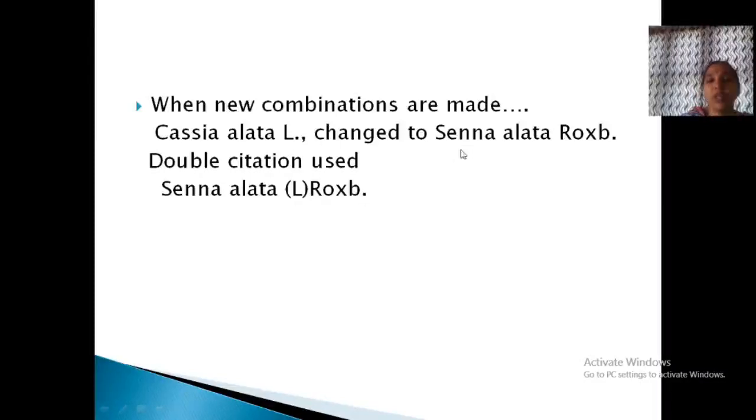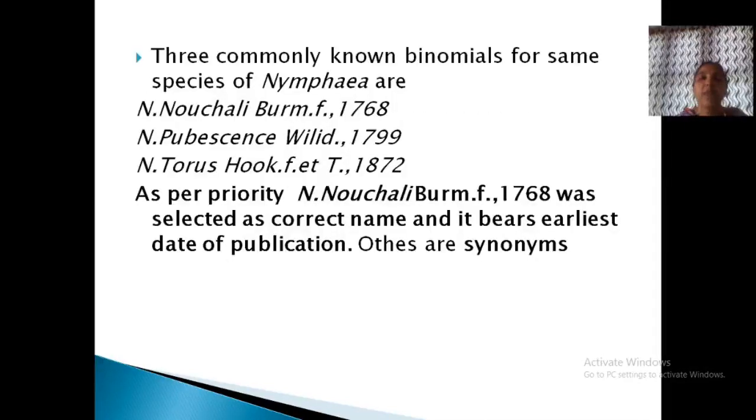Then one more thing you can see here. The specific epithet of the first name is retained here. Clear? The specific epithet is retained. So this is also a part of the rule of priority. Understood? And two authors are written here, one in parenthesis and one following it. So this is known as double citation. Clear? This system is known as double citation. Understood?